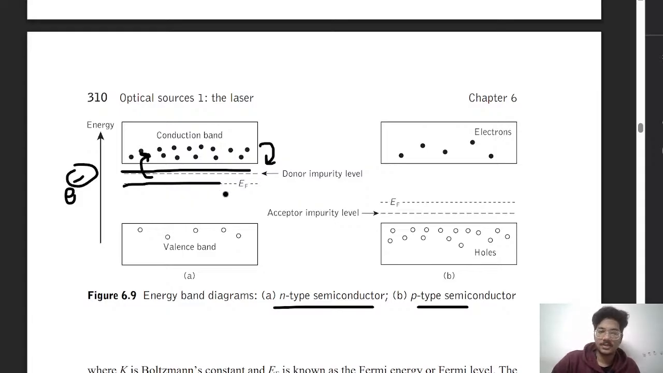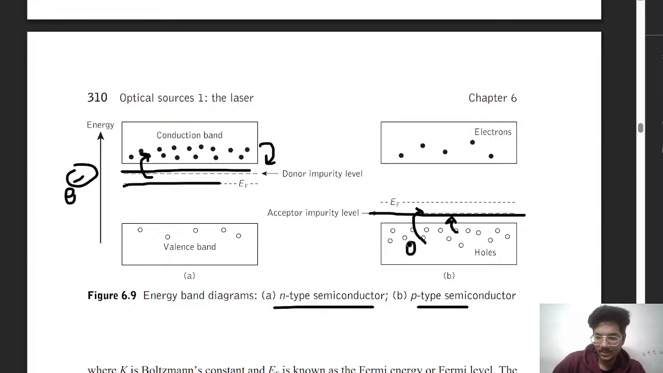In p-type, the acceptor impurities introduce a level just above the valence band. Electrons from the valence band fill these levels, so the electrons go there and create holes.